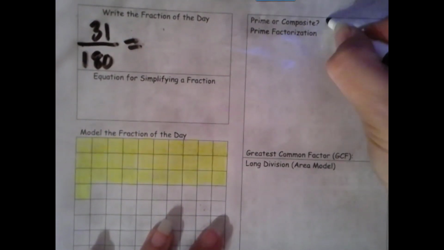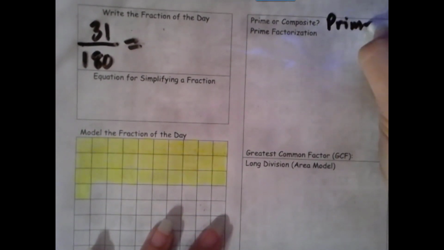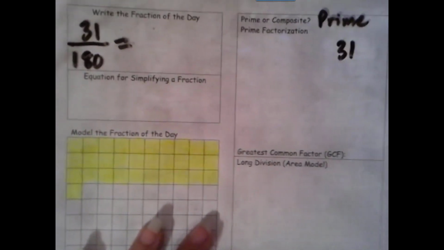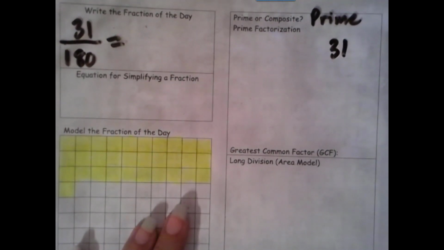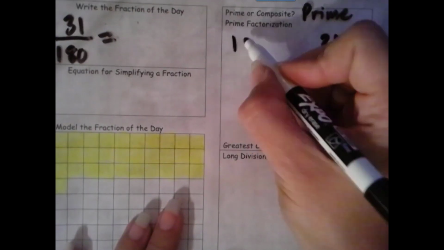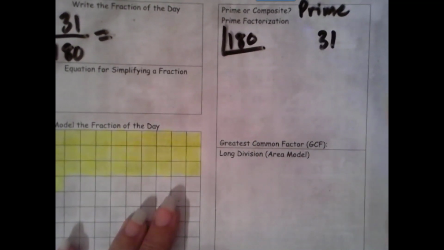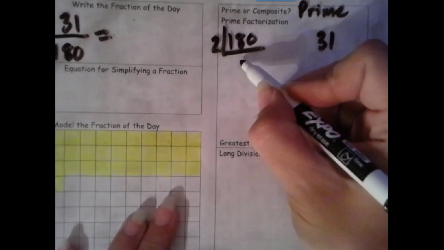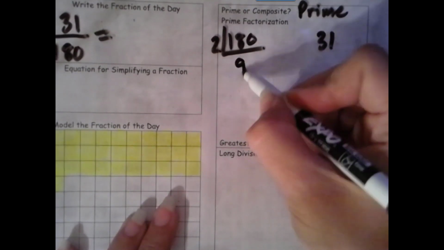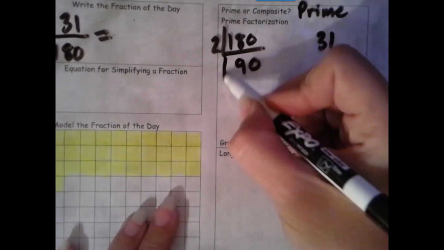So that means our numerator already has a prime factorization. 31 is the only prime number I can divide it by, so that is it. We do our prime factorization for our denominator. It's even, so I can divide by 2. Half of 18 is 9, and then my placeholder.